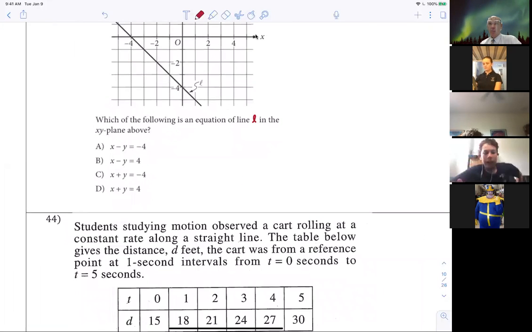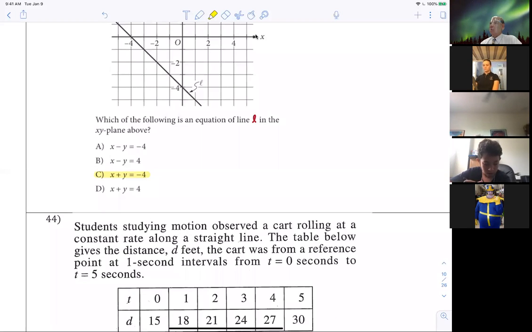43. Help me out with 43. Which one of those is the correct answer? Sam thinks he knows. Which one? X plus 1 equals... Sam thinks it's C. Is everybody okay with X? Is that okay?